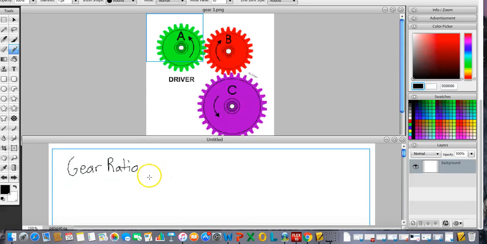All right, so we first begin with gear ratios, and a gear is a wheel with teeth. Each gear is classified by the number of teeth that it has. So let's first classify each gear.